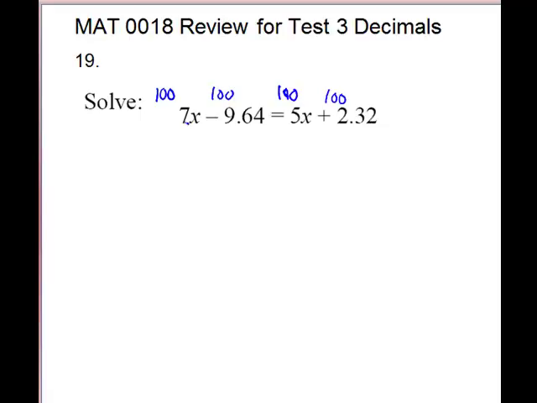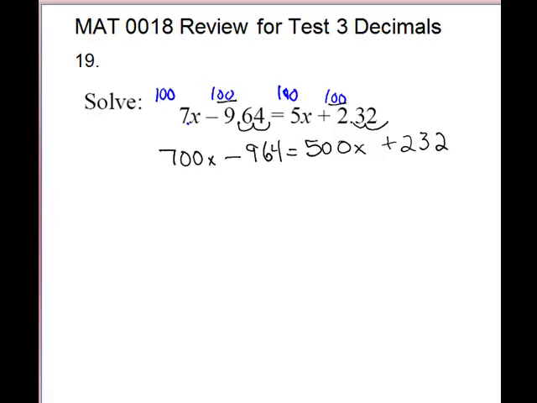So on the 7, the decimal is at the end, or 100 times 7 is going to give you 700x. On the next one, 100 times 9.64, the 2 zeros is going to move your decimal 2 places to the right. 100 times 5x will be 500x. And 100 times 2.32, the 2 zeros will move your decimal 2 places to the right. So 232. Now your decimals are all gone. You have a plain equation.